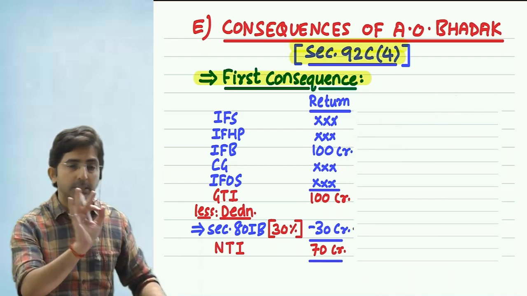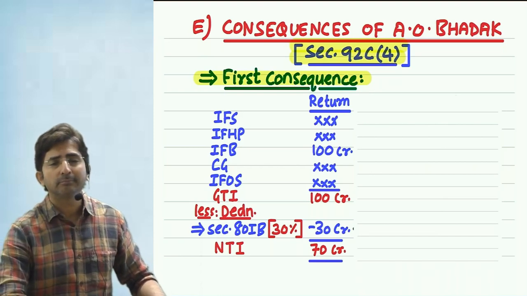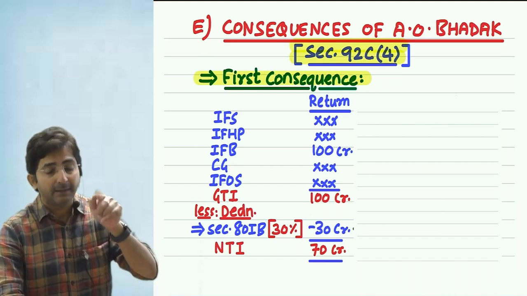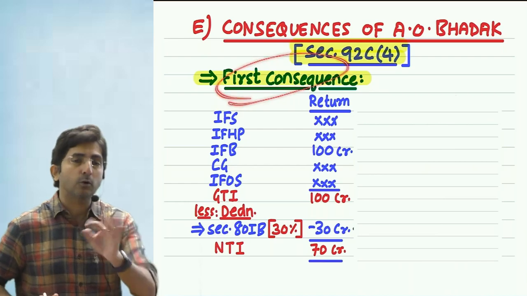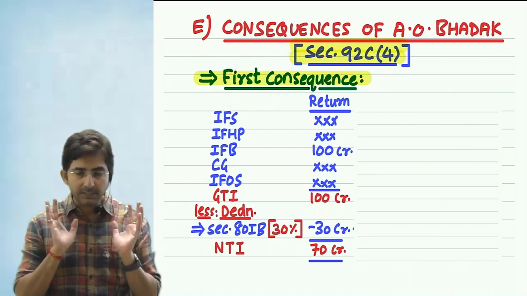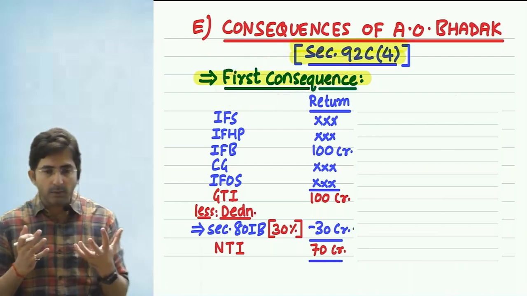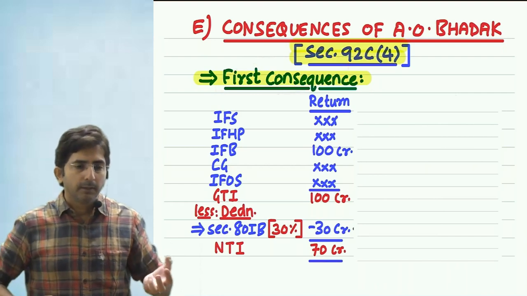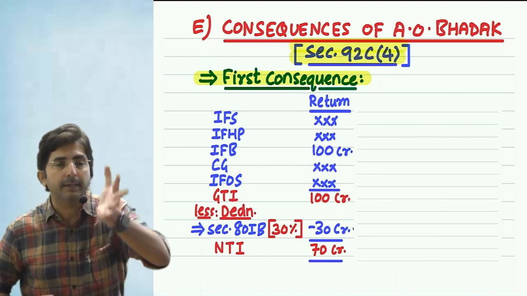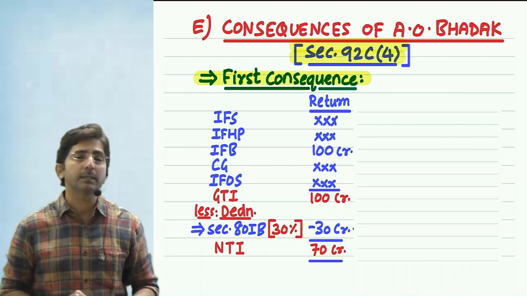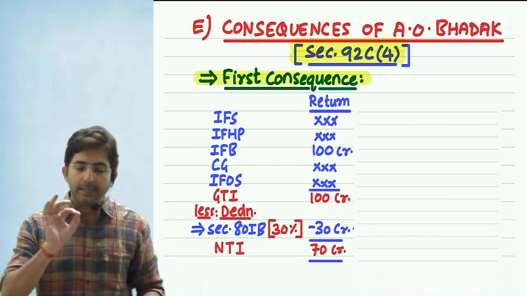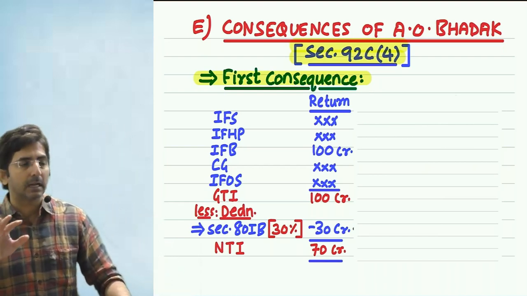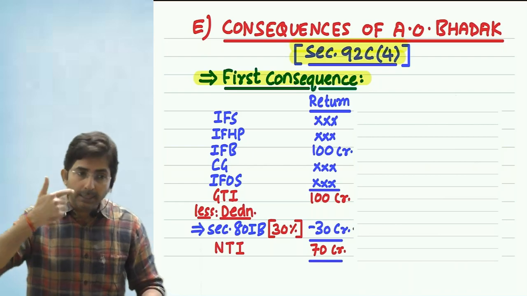Only when you understand the nature of 80I, you will be able to understand the consequence. So first I will make you understand what is this 80IA-IB. These are profit linked deductions. Repeat what I said. 80IA-IB, etc. are called profit linked deductions.